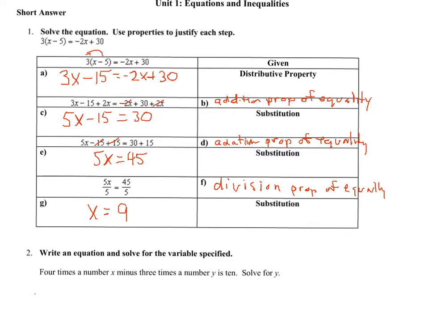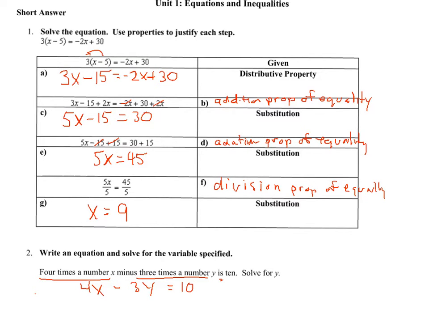Now, number 2. It says write an equation and solve for the variable specified. It says 4 times the number x minus 3 times the number y is 10. Solve for y. Okay, I always look for the word is, because that tells me where the equal sign is going. So equal sign there, and 10 is on that side, so I'm going to put 10 here, put my equal sign right there. On this side, I've got 4 times the number x minus 3 times the number y. Okay, so 4 times the number x is 4x, minus 3 times the number y is 3y, and that equals 10. And I have to solve for y.